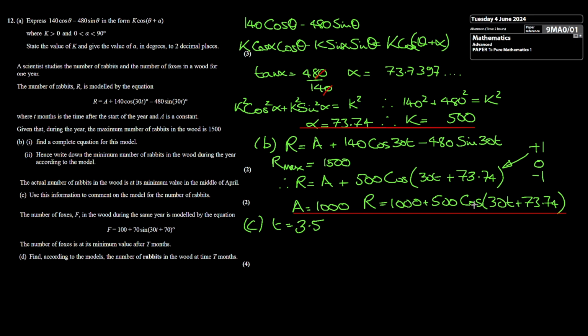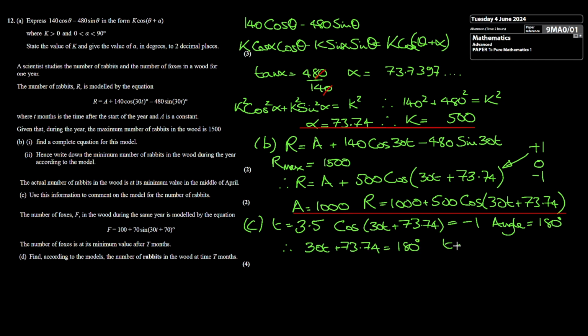Now for the minimum to occur, we need our cos term to be -1. Now that occurs when the angle concerned equals 180 degrees. That's when the cosine waveform is -1, which means that 30t plus 73.74 must equal 180 degrees. And the value for t we get, if you work that out, is 3.542, which is well within the region of our expected value for the minimum population in April of 3.5. So the model gives a good result.